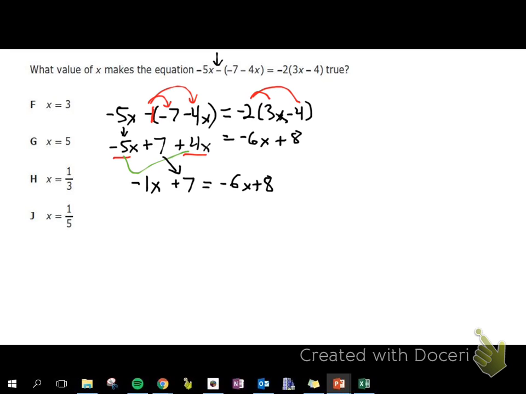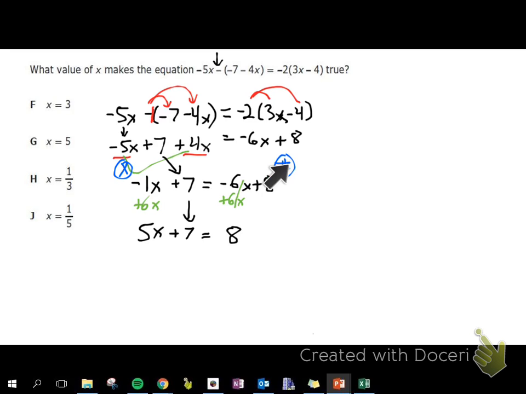Now we're ready to choose a side to get all my variables on, and a side to get my constants on. If I want only variables on the left side of my equation, that means, look, I've got a negative 6x right here. I want that over here with all of my x's. So I can get that over there by adding 6x to each side of the equation. Anything I do to one side, I got to do to the other. And then that leaves us with, let's see, negative 1x plus 6x is 5x. I still have my plus 7, and that's going to be equal to 8.